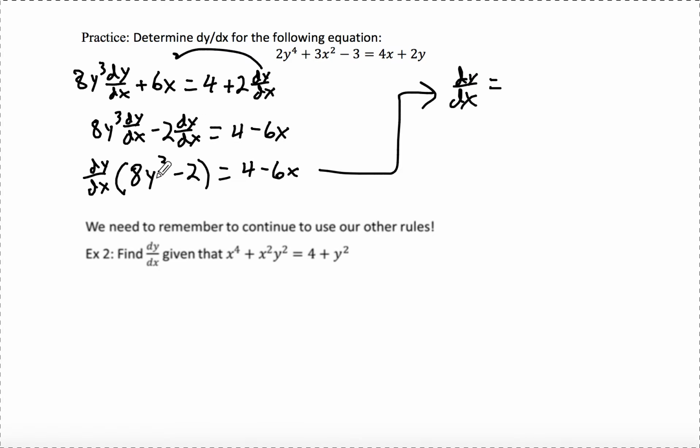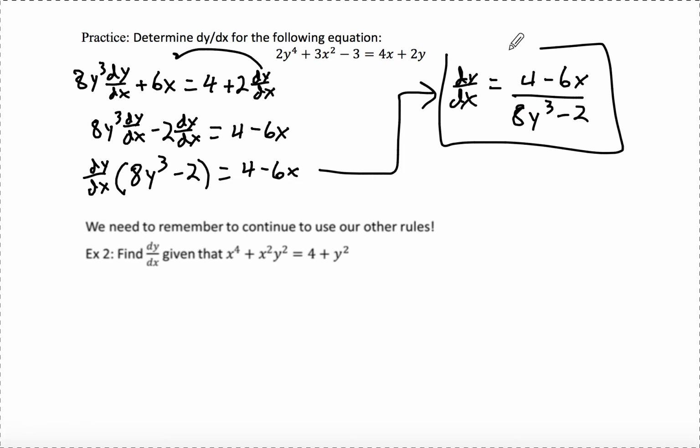Now I can divide by the quantity 8y cubed minus 2. That'll give me 4 minus 6x over the quantity 8y cubed minus 2. And there we go. I've now found the derivative implicitly. Again, I have x's and y's together in my final sort of derivative answer over here.